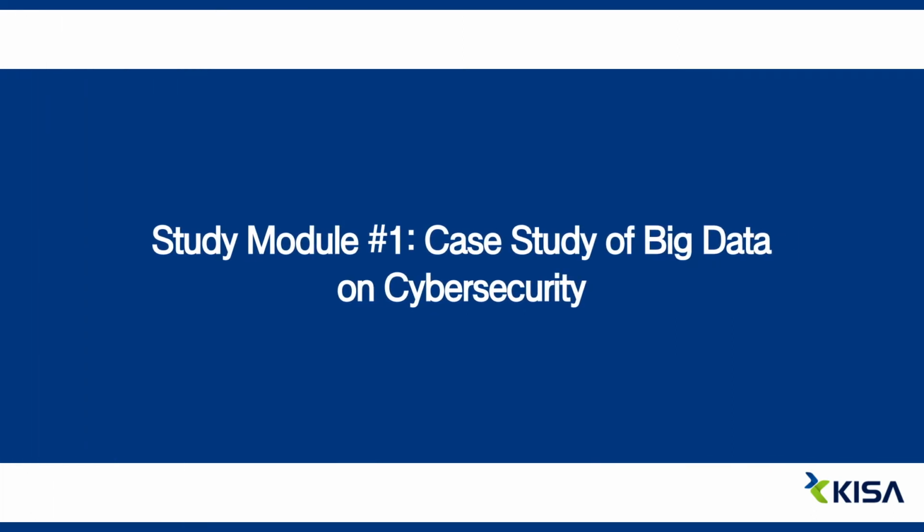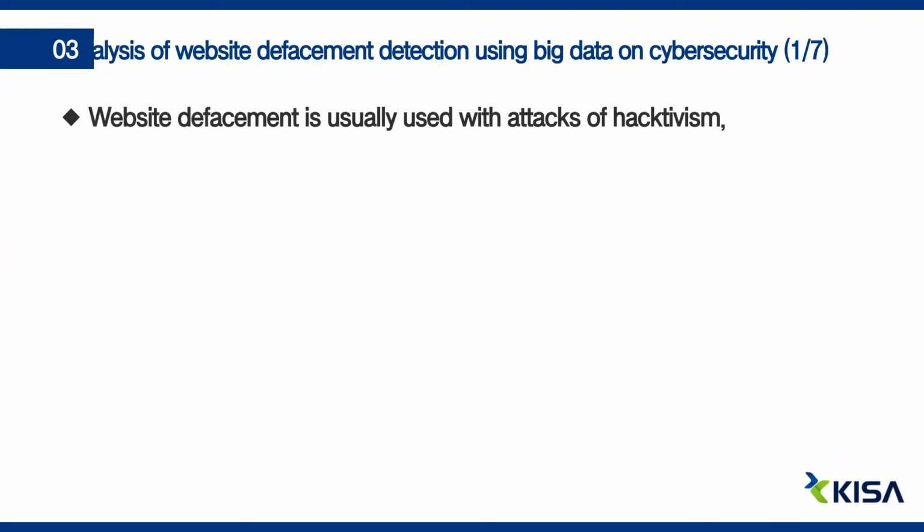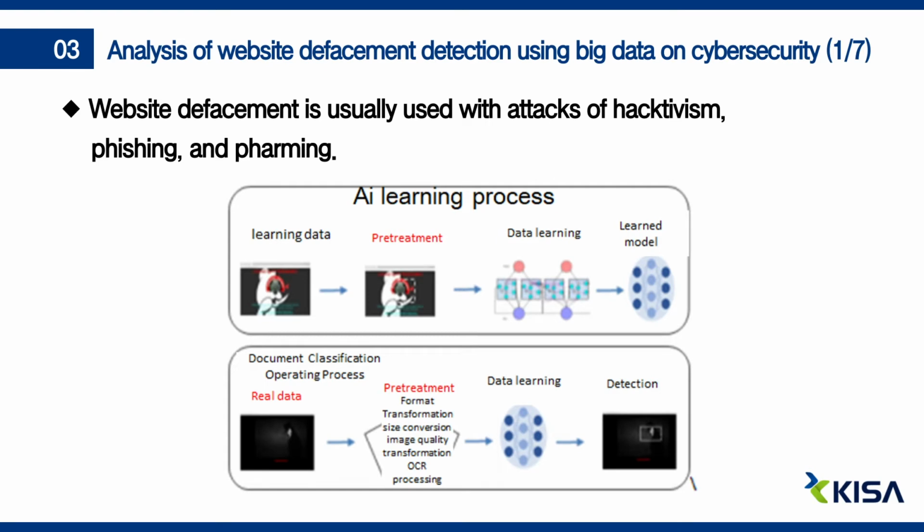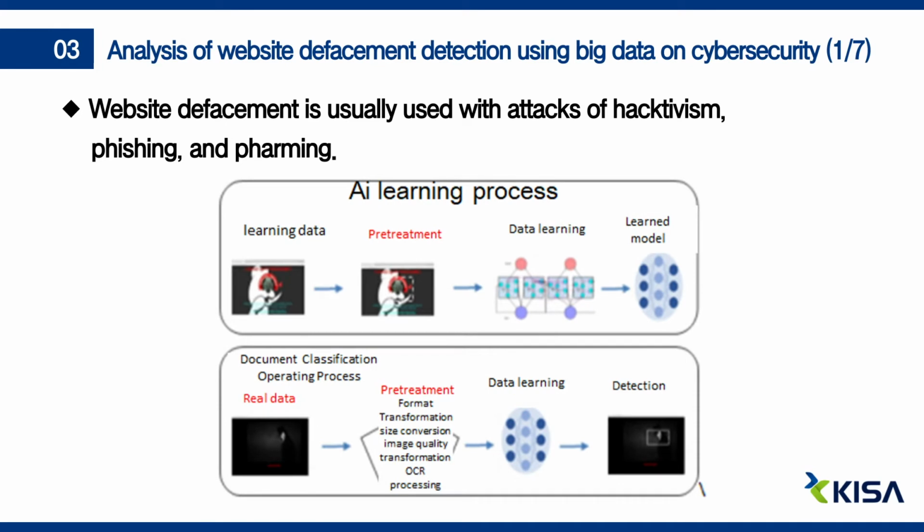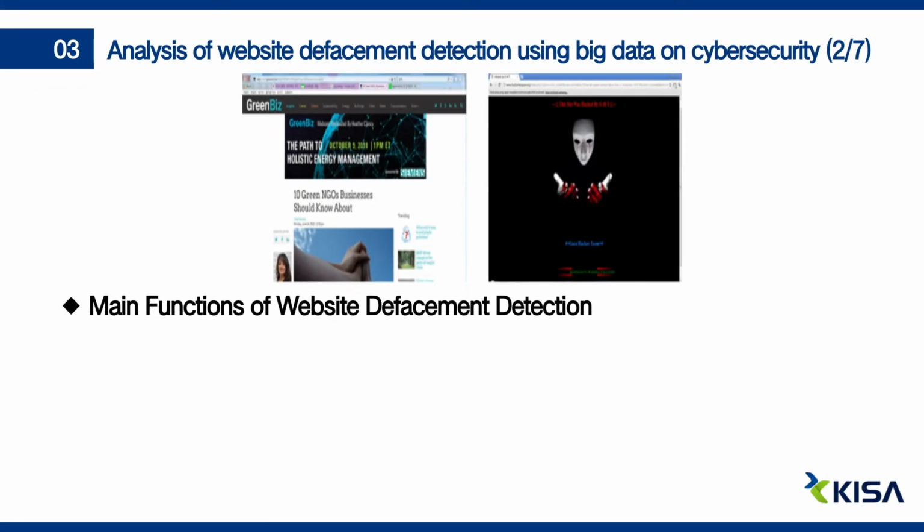This slide introduces the first study module case study of Big Data on Cybersecurity. Website defacement is usually used with attacks of hacktivism, phishing, and pharming. The hacking attacks mostly on the web and website tampering continues to increase. Over the past 3 years, the number of hacking attacks on websites has increased by more than 60% every year. The attacks are changing from defacing-oriented to profit-seeking, such as malware injection. Therefore, it is necessary to detect real-time website tampering using AI-based monitoring systems. This figure shows normal and defaced websites.